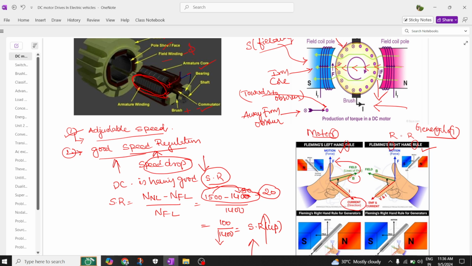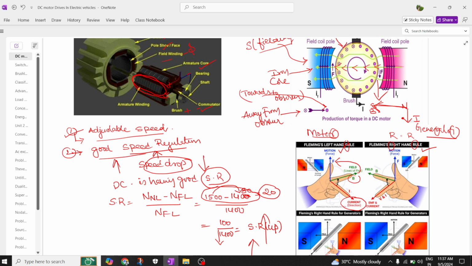Or if you want, here you can understand better. The magnetic lines of force are traveling from north pole to south pole like this, and the current is towards the observer. This is the direction of current, and this is B. When you see the force, the force experienced is also in the downward direction.